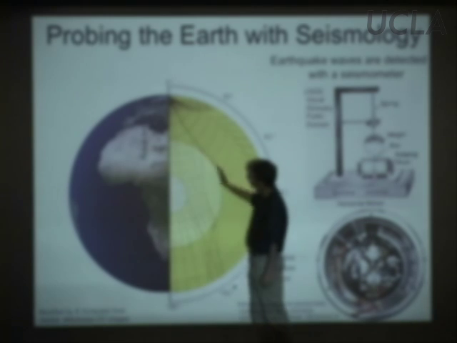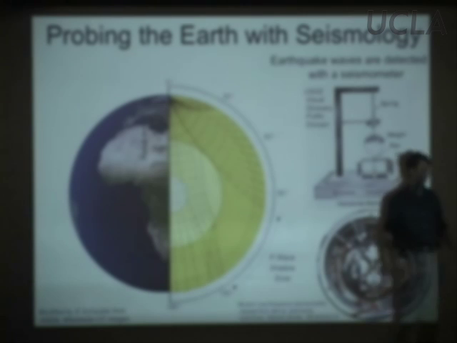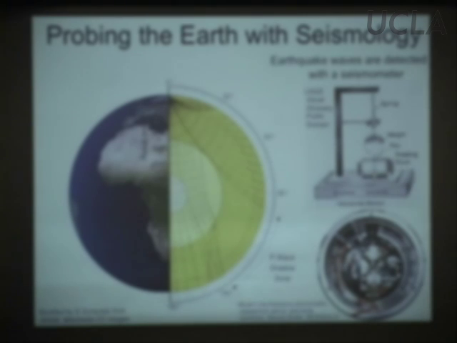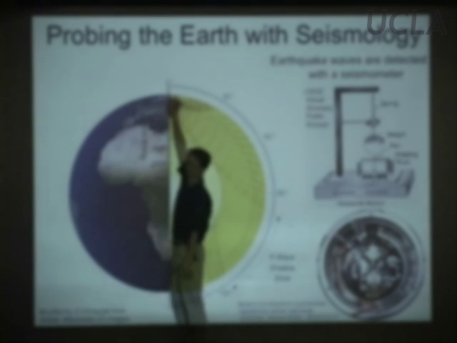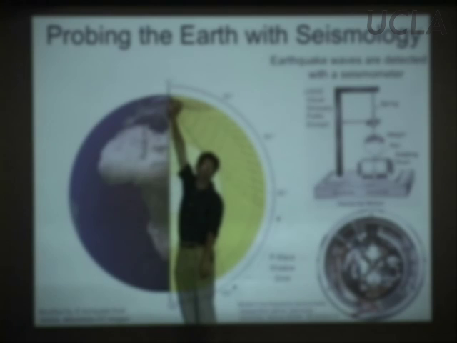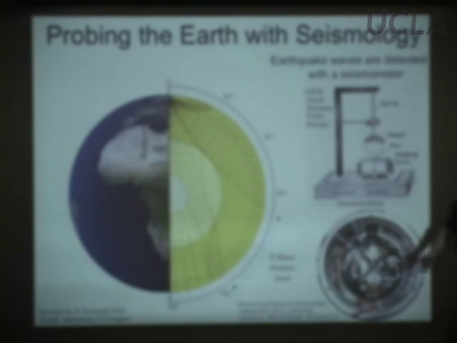Okay, so here's the core-mantle boundary. This is the mantle and then the crust up here. And let's just imagine, in this case, I put this image together kind of quickly. I didn't really think about it that hard. But let's imagine we have a really big earthquake in northern Finland, which is not really a very seismically active place, but let's pretend there's a big earthquake there. Okay, and the waves are radiating outwards.